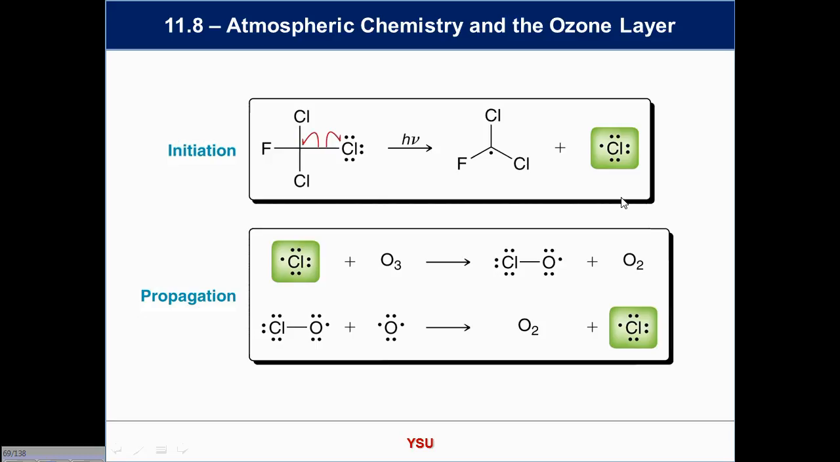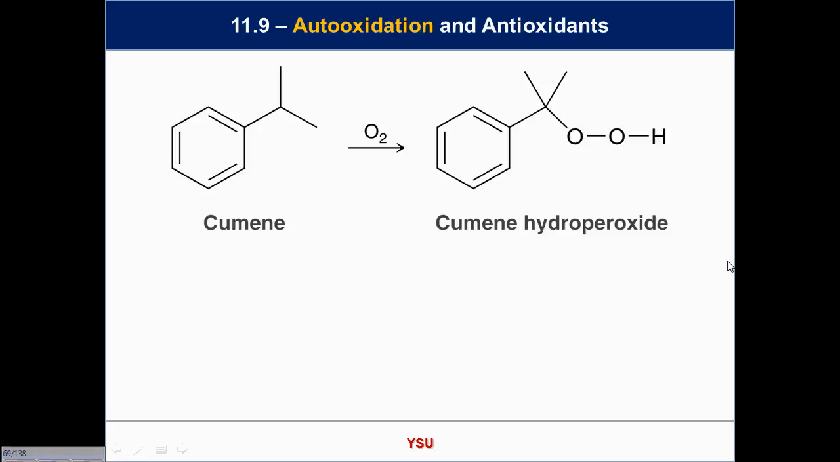You then get some propagation steps in which all of a sudden we're generating this stuff again. And this stuff generates chlorine radicals. And you've got chlorine radicals floating around the atmosphere. That's not a good thing. So we're trying to avoid those things now by banning some of those compounds.